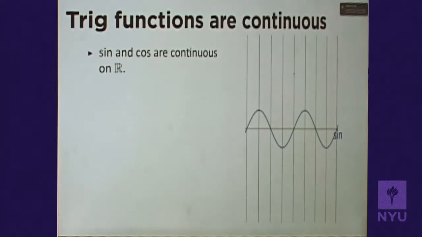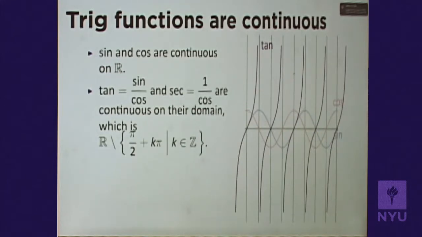Sine and cosine are definitely continuous functions on all real numbers. Tangent is defined to be the quotient of sine and cosine. Unfortunately, that means that it's not always defined. When cosine is 0, we don't have a value. But on the points where it is defined, it's the quotient of continuous functions, so it must be continuous. Tangent is continuous on its domain, and secant as well is continuous on its domain.